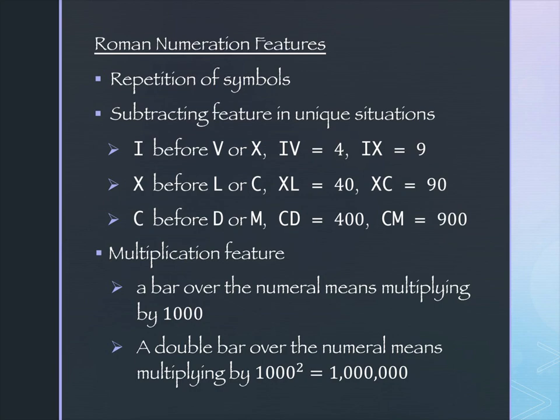The I can come before a V or an X. It can't come before anything else, just before V's and X's. IV is the number 4, and IX is the number 9. The X can come before an L or a C, not before anything else bigger than it, just the L and the C. XL is the number 40, and XC is the number 90. And the C can come before a D or an M. CD is the number 400, and CM is the number 900.